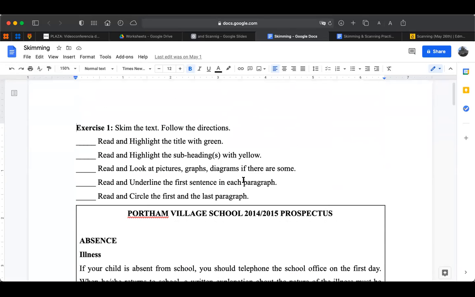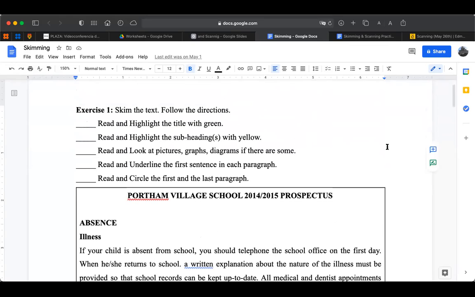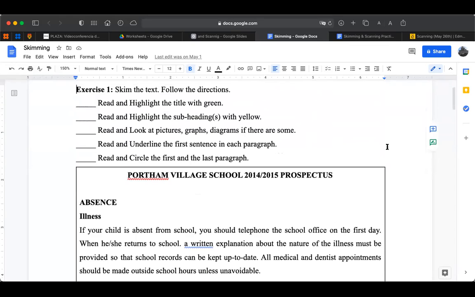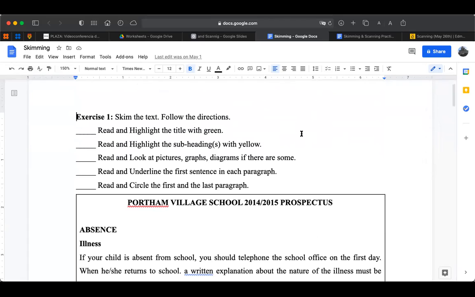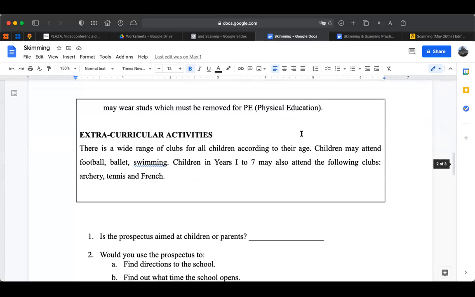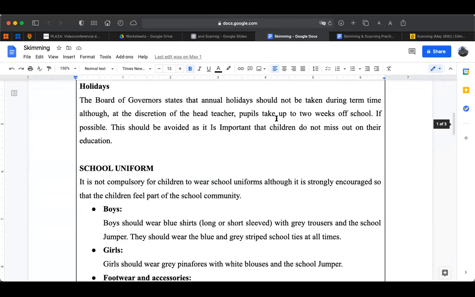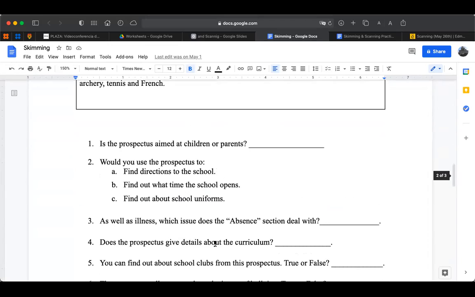Okay, so we're going to skim the text, and I want... no, that's not going to work. No, no va a funcionar porque es mucho. Okay, what I want to do is that you read this. We're going to read it together, and then we're going to answer the questions down here.